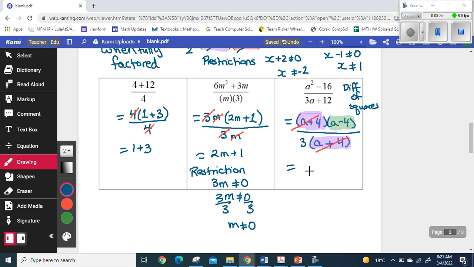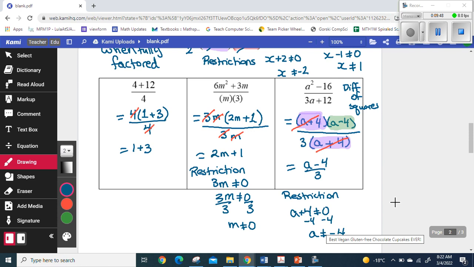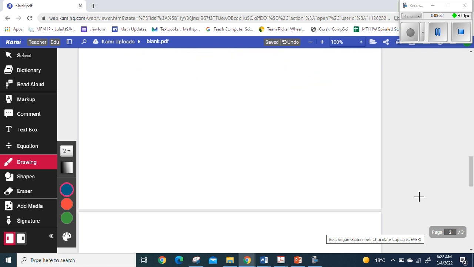So what am I left with? A minus 4 up top, 3 in the bottom. Yes, I know it canceled, but it's still a restriction. Because it was still part of the original function. So a plus 4 canceled, but it still cannot equal 0. Bring the 4 to the other side, so we're going to minus our 4 from both sides. So a is -4. Sorry, a is not -4. Not. Okay. Where am I at?